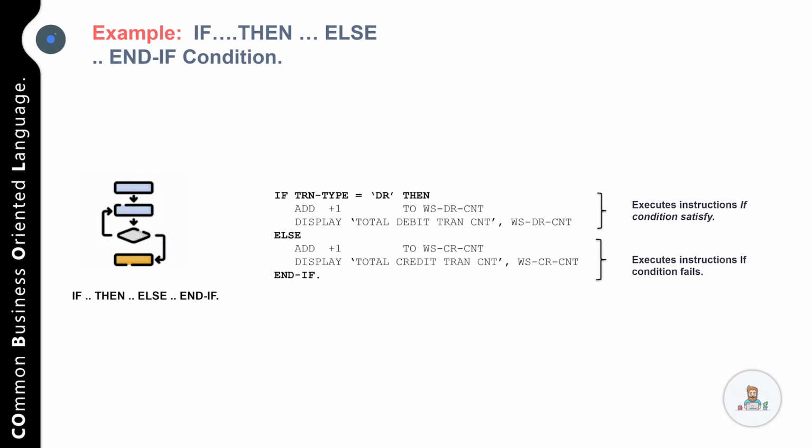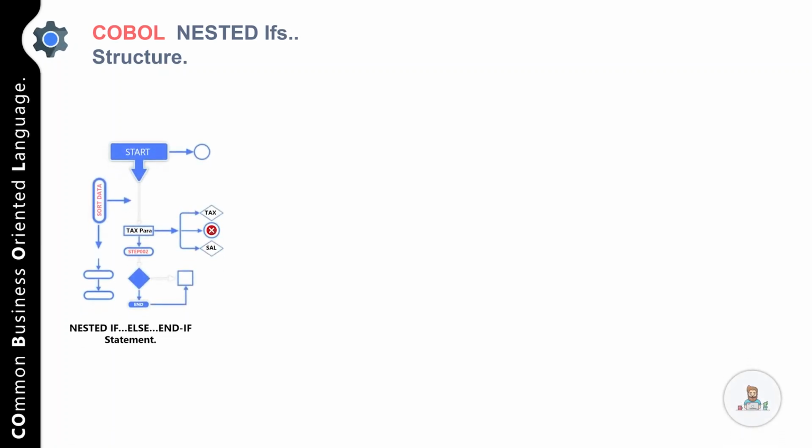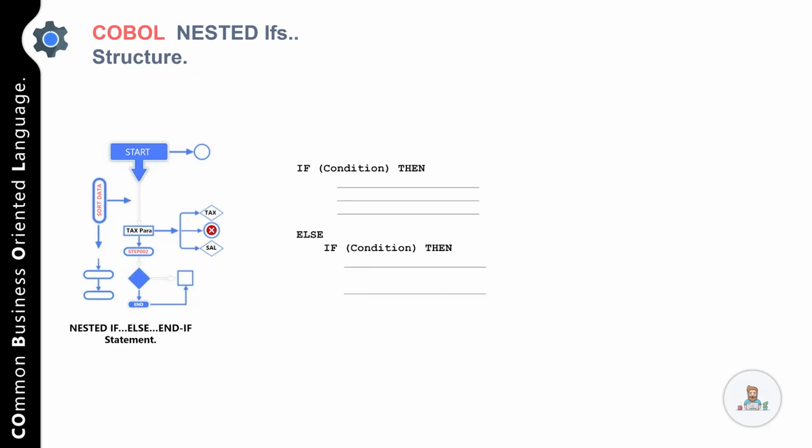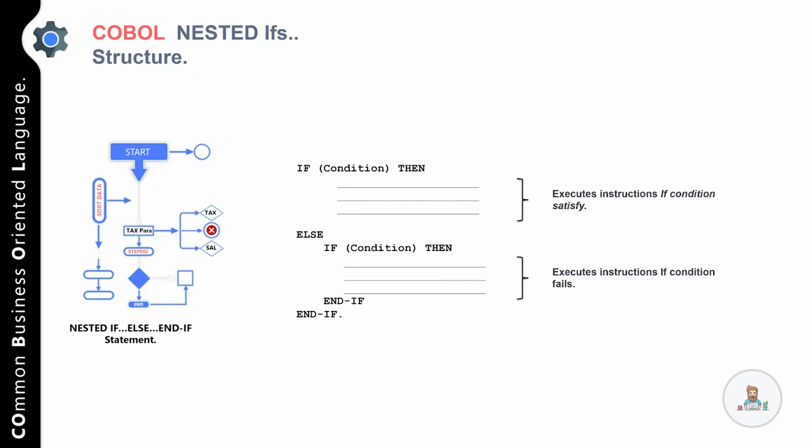Now let's talk about the nested IFs structure. The structure of basic IF and nested IF is almost the same. The only difference is that in nested IFs you include additional if-then-else statements within the IF or ELSE portion of the condition as per your requirement. In the structure that I've showcased here in this slide, I've used an additional IF condition in the ELSE portion. And if you want, you can include an IF condition in the first half. That totally depends on the project requirement or the program you're writing.